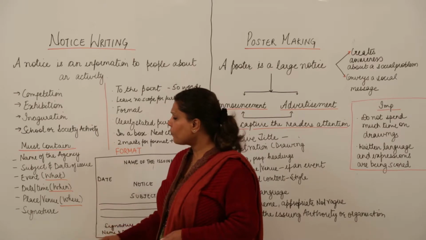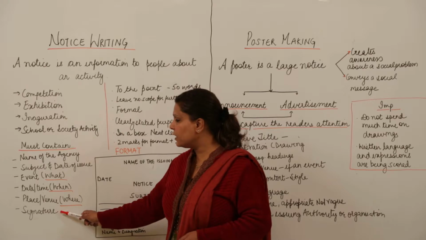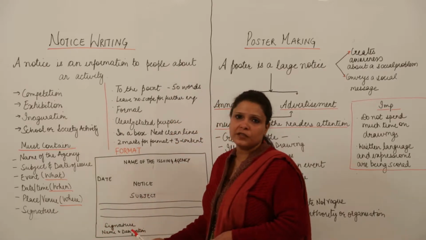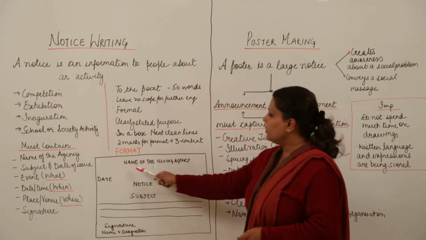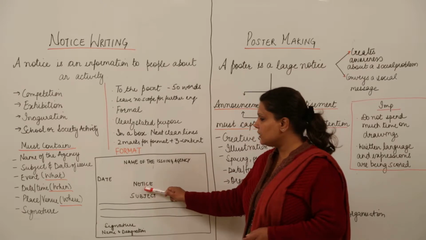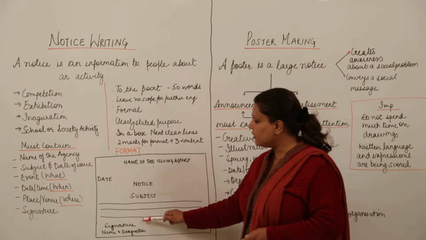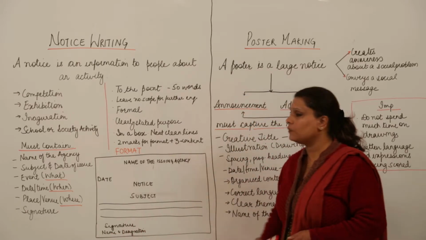So the 3 W's, what, when and where, are to be definitely remembered and put in that order. Also, to end, you must write end with your signature and the authority of the person who is signing the notice. This is the format. The name of the issuing agency comes here, the date on the left, notice in the center, then the subject, then the content and the information, then the signature and the name and the designation of the person.